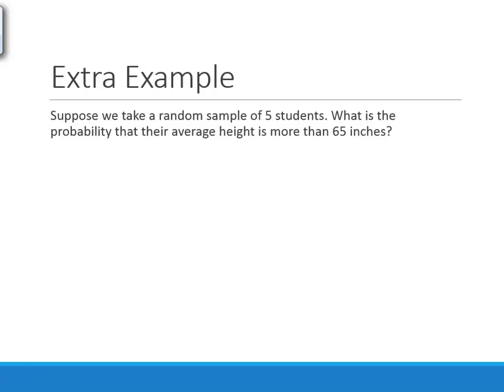So let's take a similar strategy as before, though. Suppose now that I take a random sample of 5 students. What's the probability that their average height is more than 65 inches? So again, let's let x bar equal the average height of 5 students. Could be males or females now.